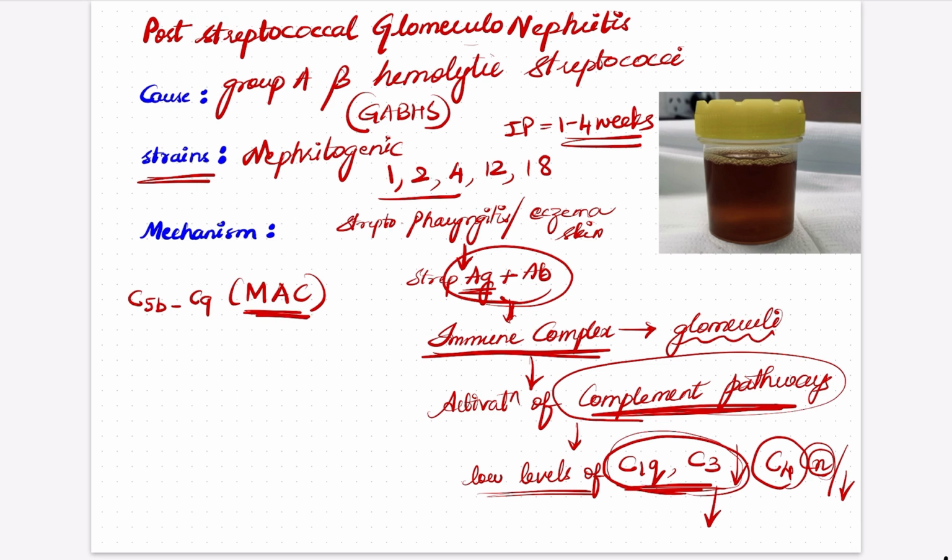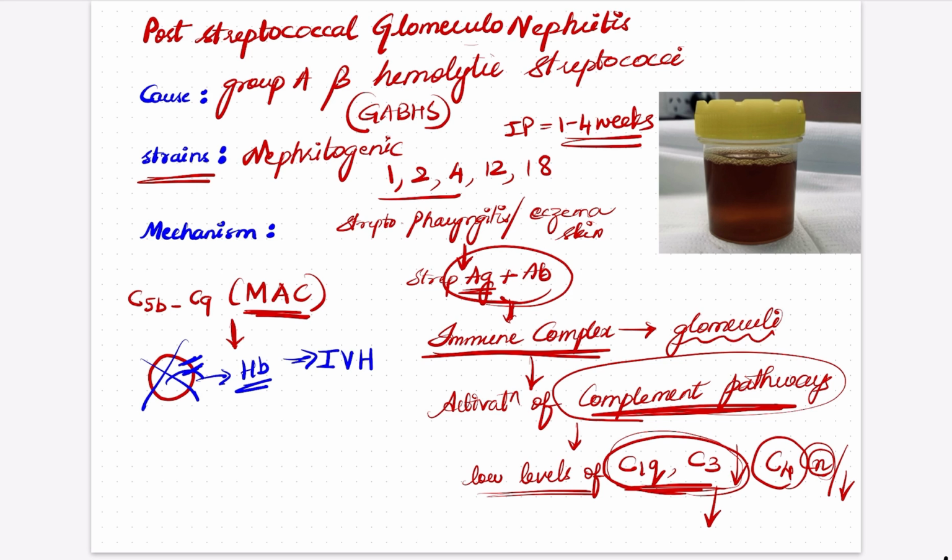Membrane attack complex. What do they attack? They attack the RBC membrane. They attack the RBC membrane, form pores in the RBC, cause hemolysis, and the free hemoglobin is released. Therefore, this is indicative of intravascular hemolysis.